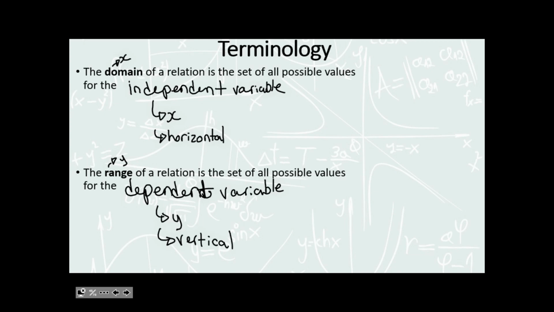Now, how do I remember what's domain and what's range? I always say these are alphabetical. Domain and range are alphabetical. So domain is x and y is range, because those are also alphabetical. That's how I remember the difference between domain and range.